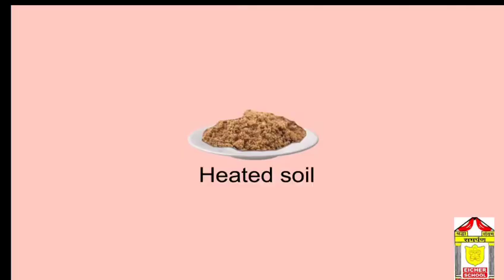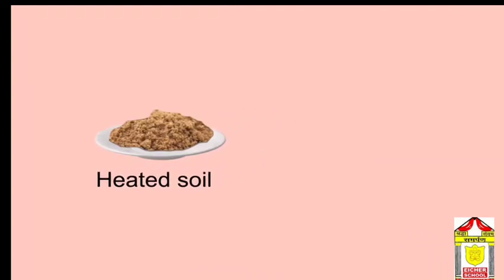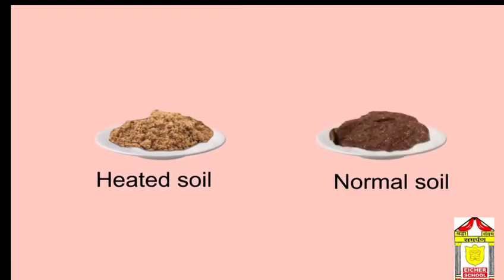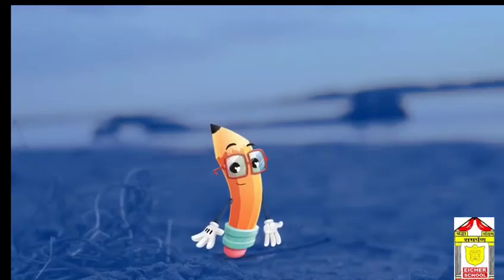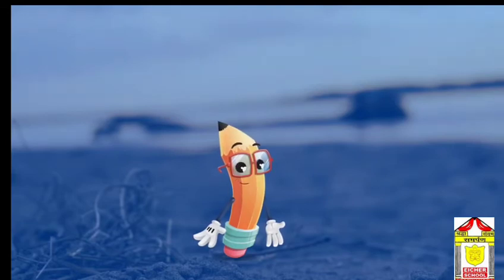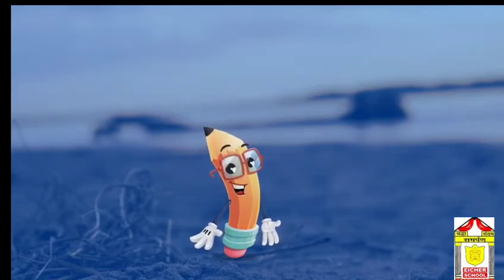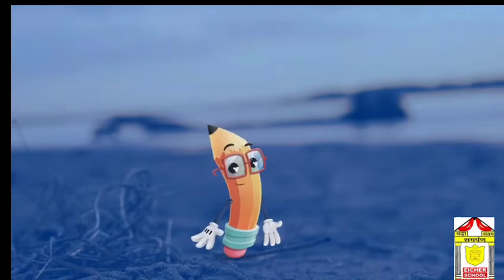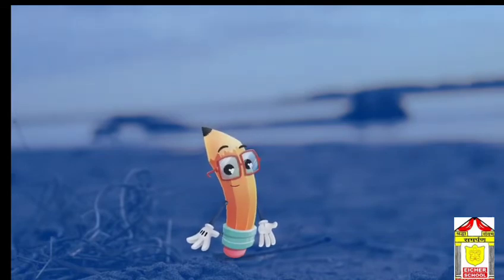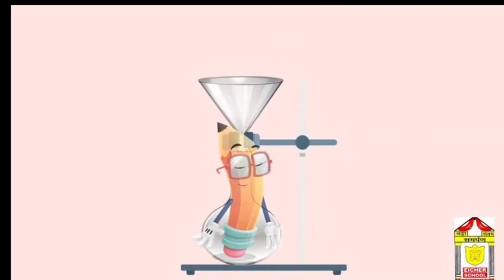After heating the soil, take it out of the tube. Now compare it with the soil which has not been heated. You might have noticed that there is a difference in color of both the soils. This difference in both the samples is due to the moisture in the soil. Now let us try to understand the absorption of water by soil.